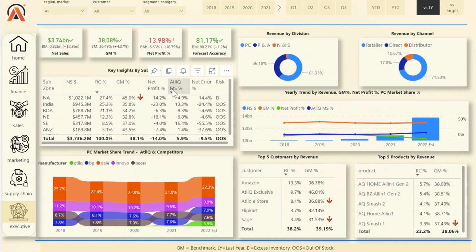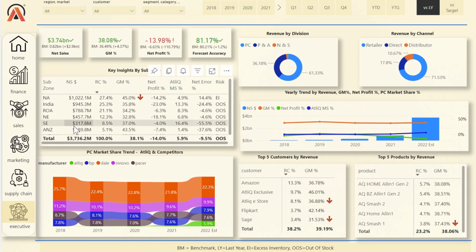So why are we just going to see the market share of Atliq, not the market share of other customers? It is because we are building this for the Atliq company, and they want to see how their stores are doing. Although it's a manufacturing company, but let me remind you, they do have their own retail store and brick and mortar store. So this Atliq store is covering 5.9% of the market share.